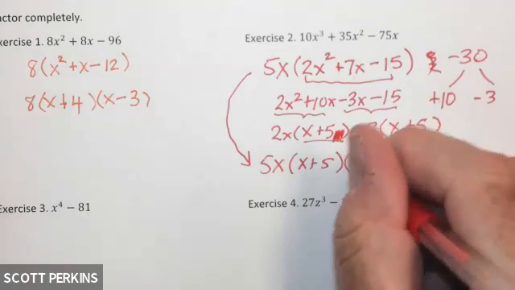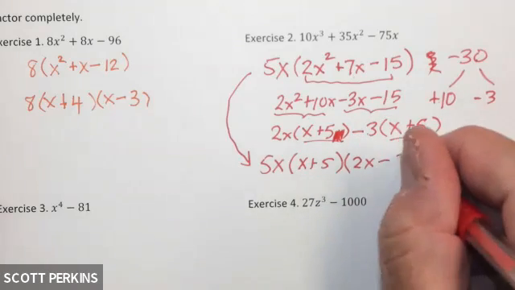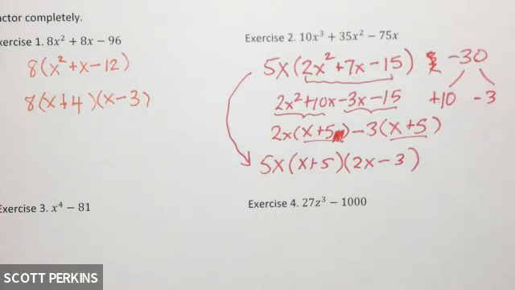Then from the first term, I have 2x left. From the second term, I have minus 3 left. And there's my fully factored expression.